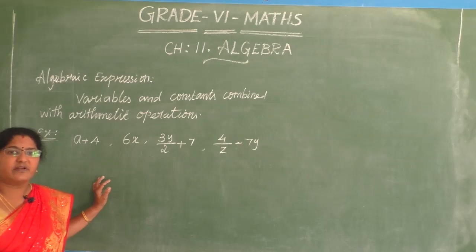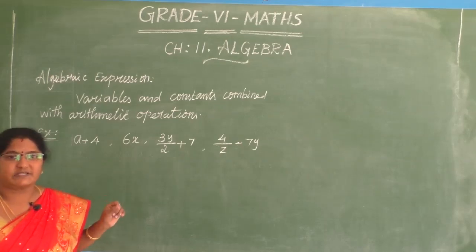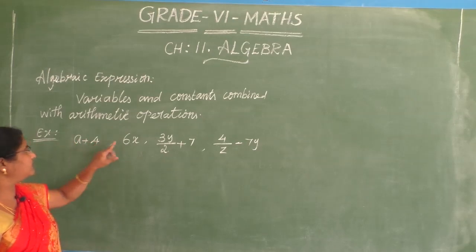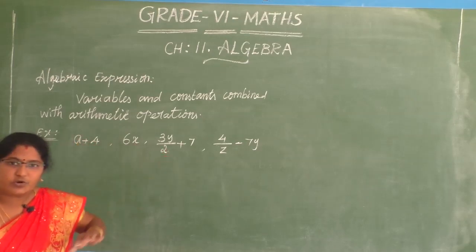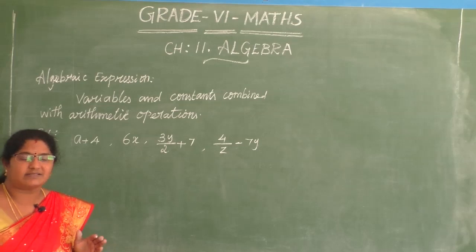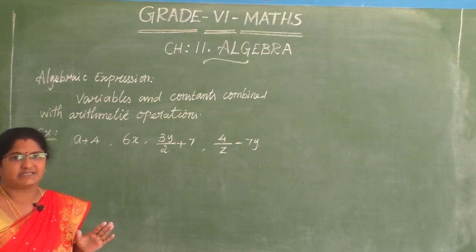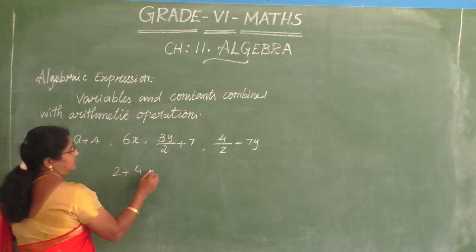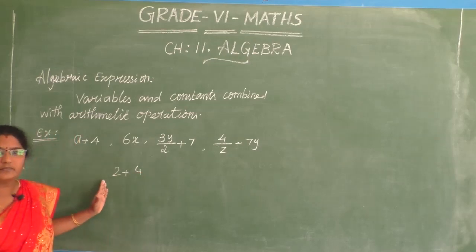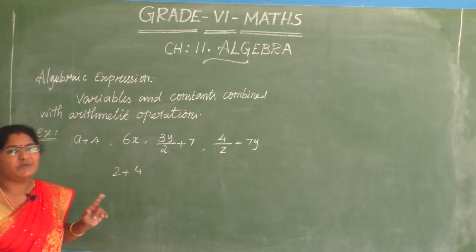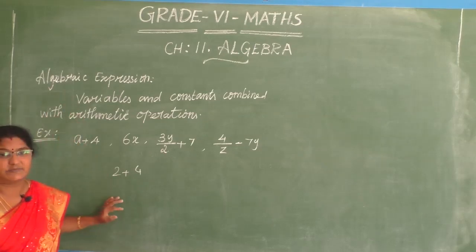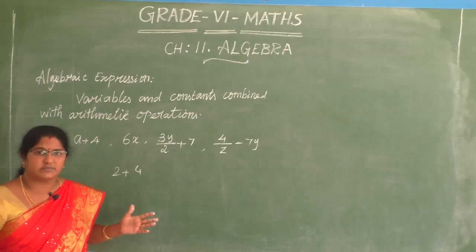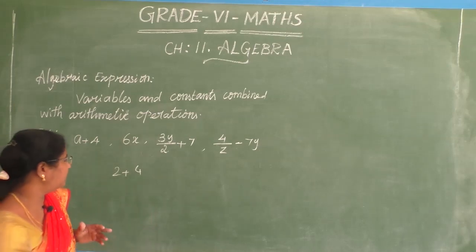Some expression with variable. Expression with variable means the expression must have a variable. If there is only a constant, then this is just a constant, a numerical expression, with only constant numbers, that means 2 plus 4. This is also an expression, but this is a numerical expression, not an algebraic expression. Okay, an algebraic expression is one where variables are mingled in, that means with variables.